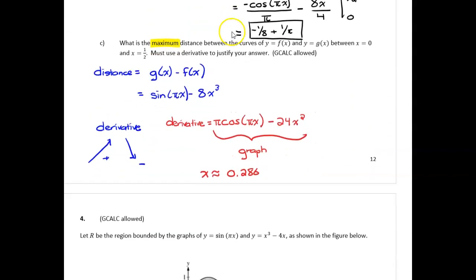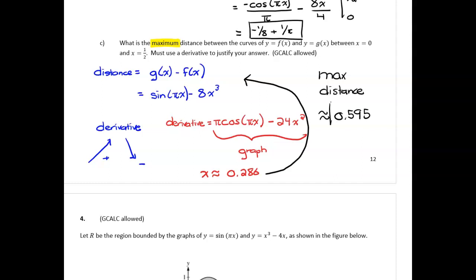Now be careful, it is not asking what is the x value, it is asking what is the maximum distance. So to finish this problem, you do need to evaluate the distance at this x value. And we find that the maximum distance is approximately 0.595. That is the max distance.